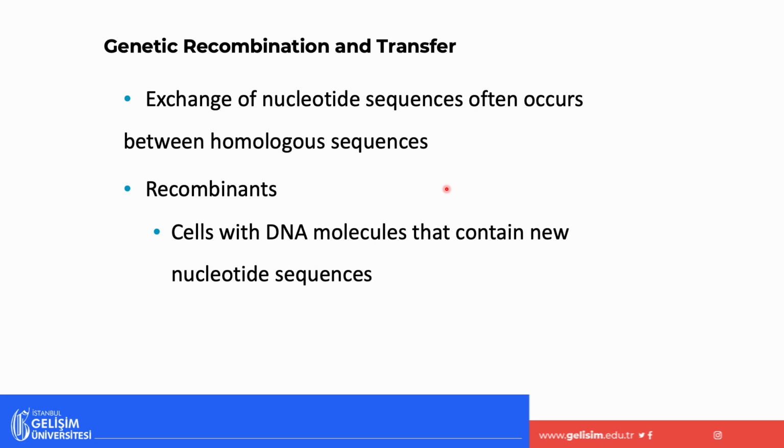Recombination is the process by which new combinations of nucleotide sequences are generated in DNA molecules. This often occurs between homologous sequences, such as during crossing over events in meiosis. Recombination can also occur between non-homologous sequences, which can result in the creation of new genes or the transfer of genetic material between different species or even kingdoms. So, recombination plays an important role in evolution by generating genetic diversity, which can be acted upon by natural selection.